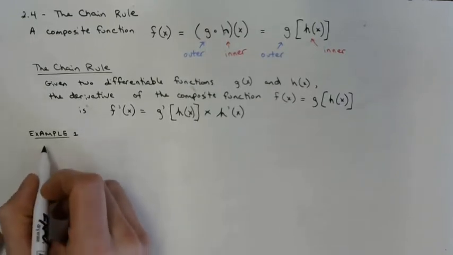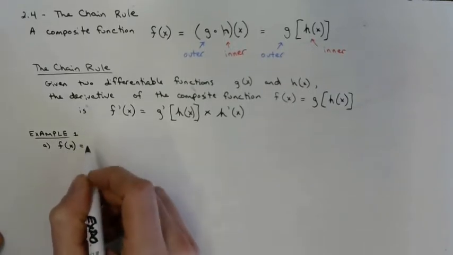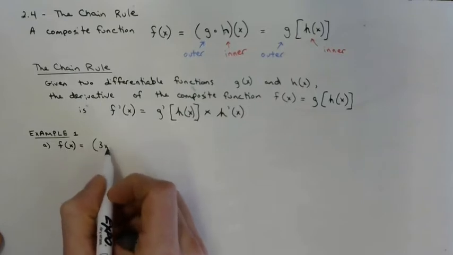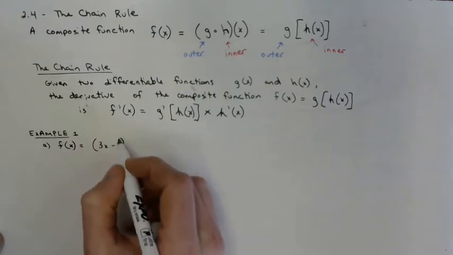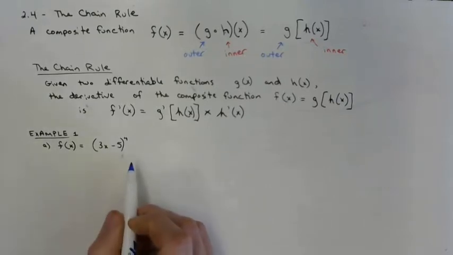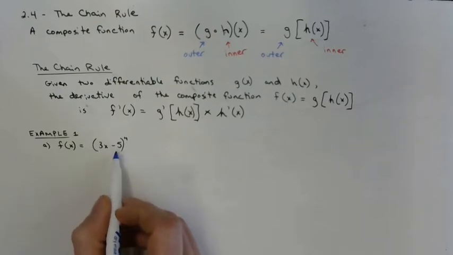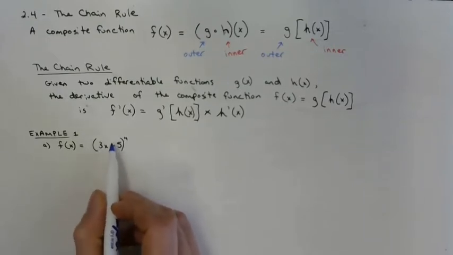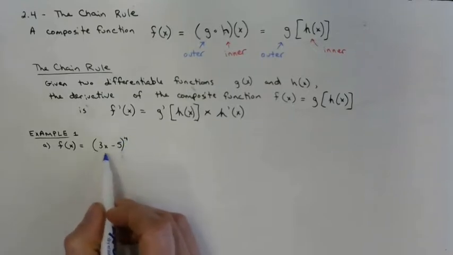Example 1. We are going to differentiate f of x equals (3x minus 5) to the power of 4. So if we're looking at this, we can see that it's a composite function. It can be built of two functions. One of the functions is 3x minus 5. That would be our inner function. And one of our functions is x to the power of 4. So x to the power of 4 is the outer function. That's what's happening to the inner function.